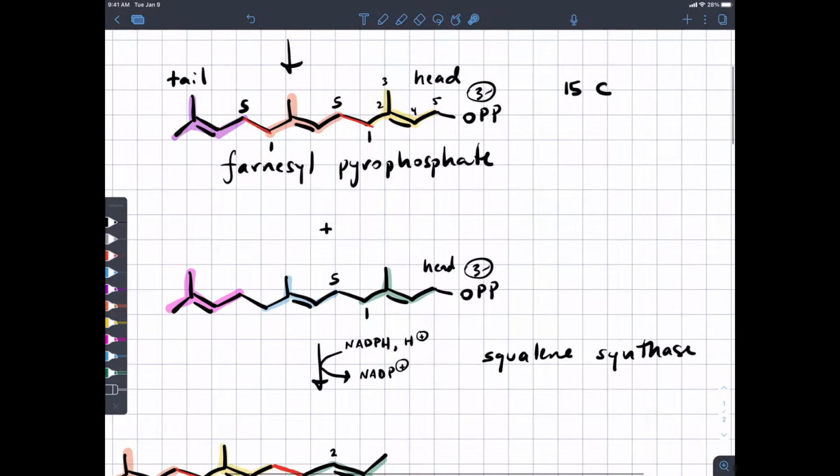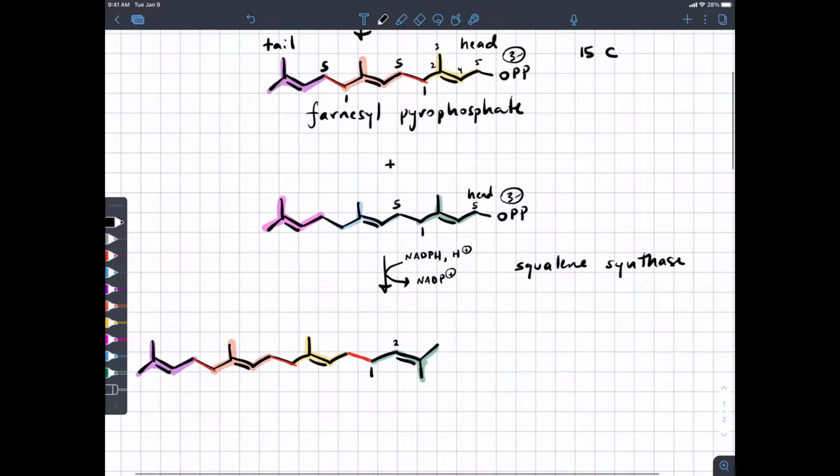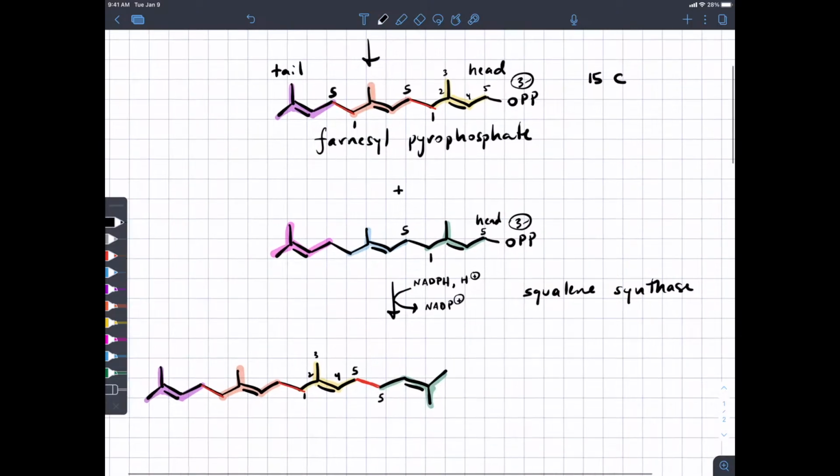So, we're going to take carbon 5 of the yellow isoprene unit, and we're going to link it to carbon 5 of the green isoprene unit. So for those playing along at home, carbon 1 is at the tail, carbon 5 is at the head. Sorry about that. 5, 4, 3, 2, 1.